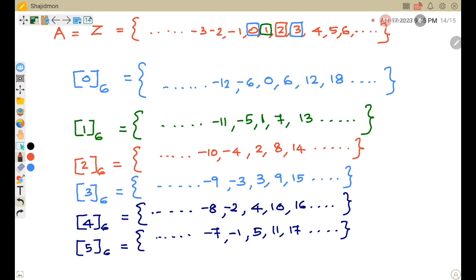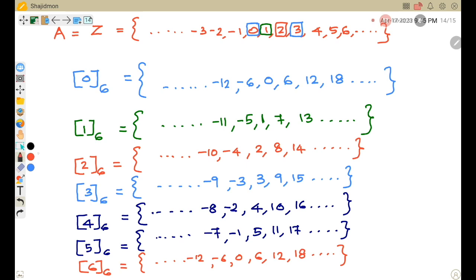Now when we go to the number 6, you can see what happened. 6 under congruent modulo 6 we can write equal to 6 here, then 6 plus 6 is 12, 12 plus 6 is 18, like this continuing. And in the left part, 6 minus 6 is 0, 0 minus 6 is minus 6, minus 6 minus 6 is minus 12, like this continuing.